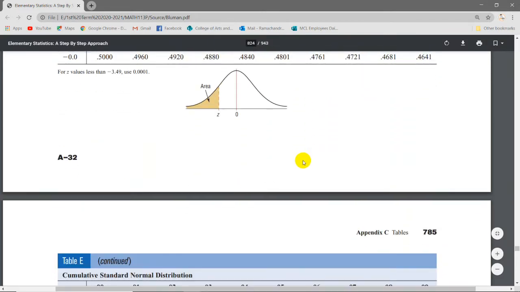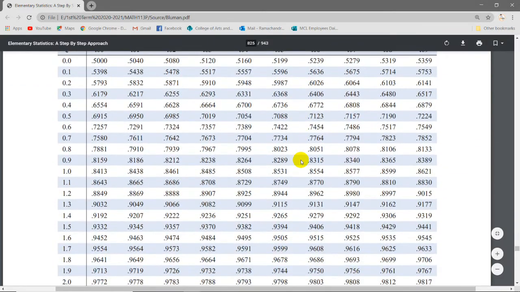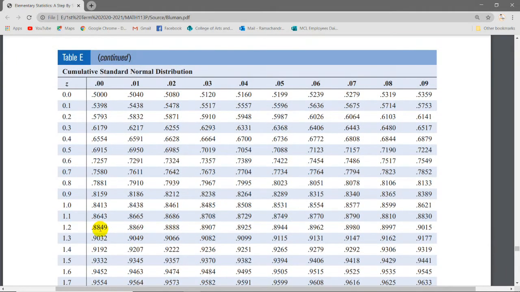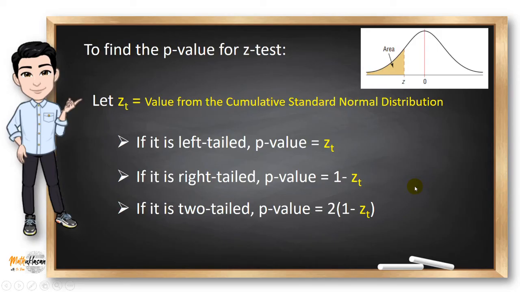If the value is, let's say, 1.2, so I'm going to use this cell or the value in this cell. If the value is 1.21, then I need to use this value in this table. After identifying the value in the table, we can use these guidelines to identify the p-value.